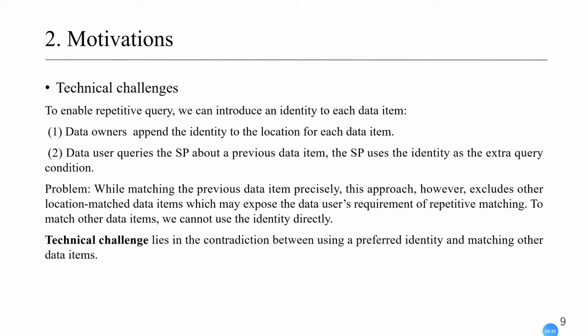To enable a repetitive query, we can introduce an identity to each data item. Before uploading the index to the service provider, the data owner has to append the identity to the location for each data item. When the data user queries the service provider about a previous data item, the user or the local application uses the identity as the extra query condition. While matching the previous data item precisely, this approach, however, excludes other location-matched data items, which may expose the data user's requirements of repetitive matching. To match other data items, we cannot use this identity directly. Therefore, the technical challenge lies in the contradiction between using a preferred identity and matching other data items.